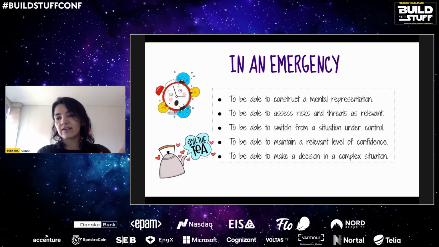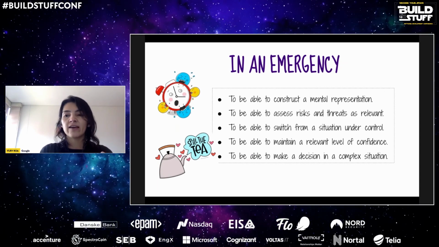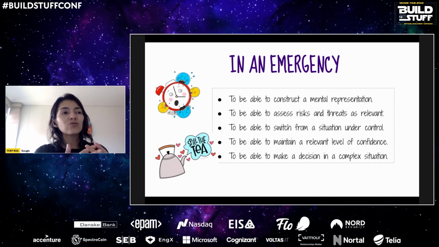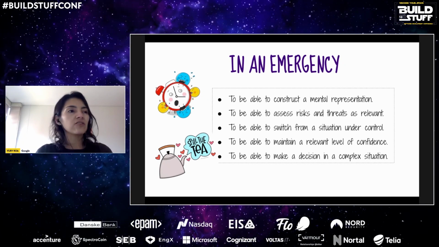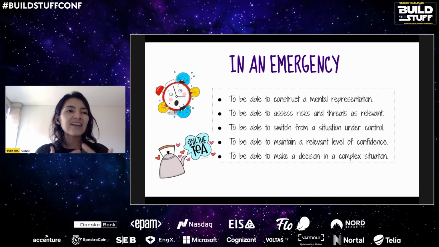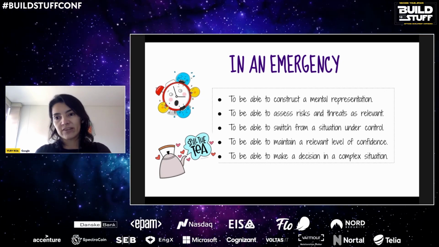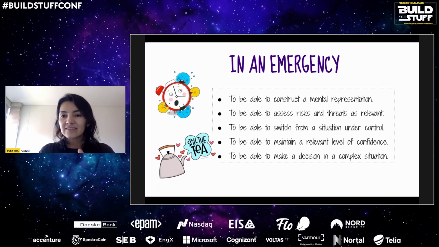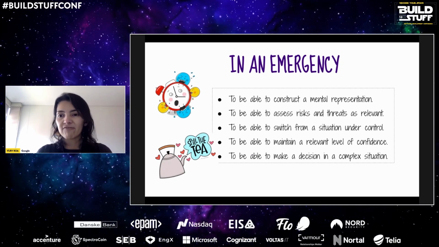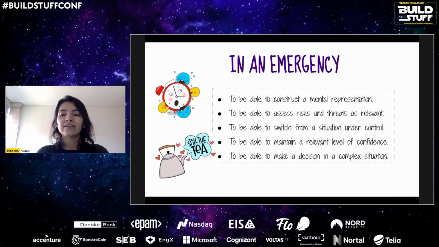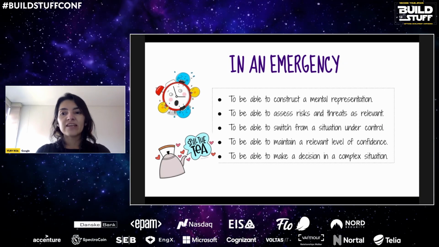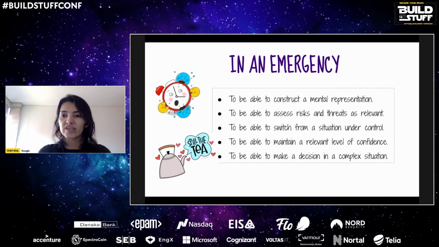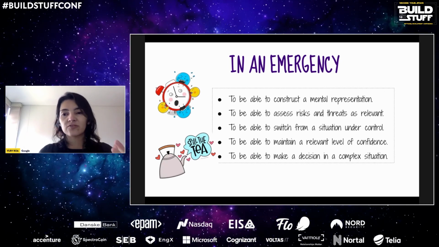For example, when we are using an analogy with a critical situation in a flight, and in the same sense, to switch from a situation under control, and to be able to maintain a relevant level of confidence in a crisis situation is critical. To guarantee these abilities when we are facing a failure, it is really important to guarantee psychological safety, guarantee resilience, and guarantee the people involved in the situation have the proper abilities to solve the problem.